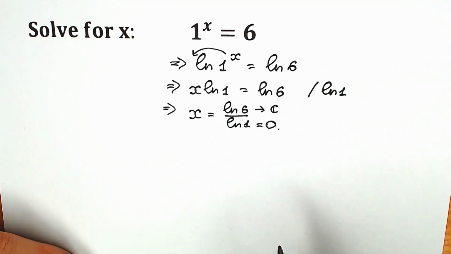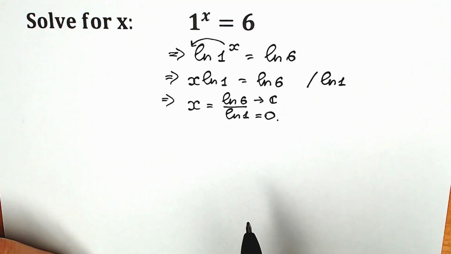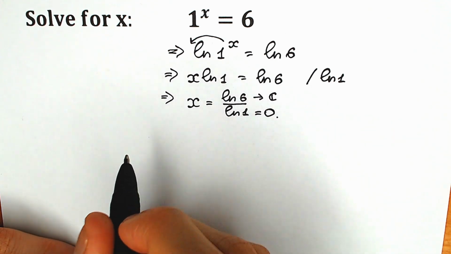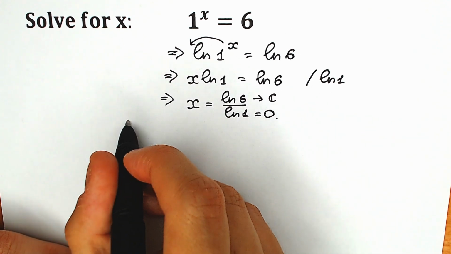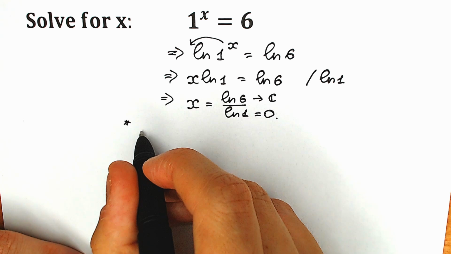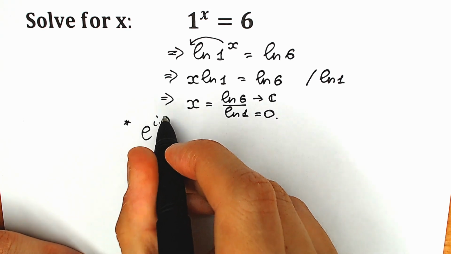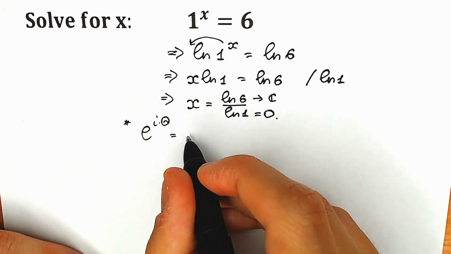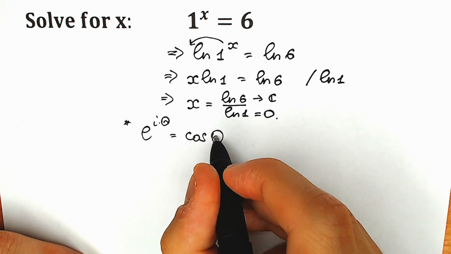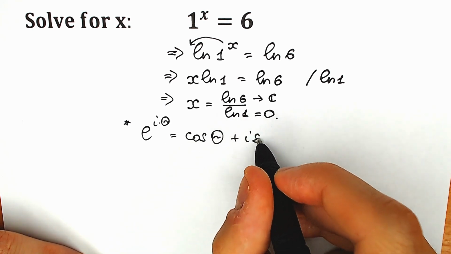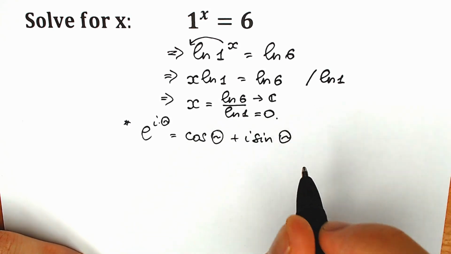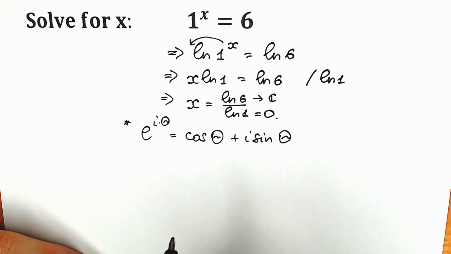But right now I'm going to show you a really great approach in terms of complex numbers. So I think everyone knows about Euler's identity. This identity looks like that. So we have e to the power i times theta equal to cosine theta plus i sine theta. So right now I'm going to consider it as a complex value.